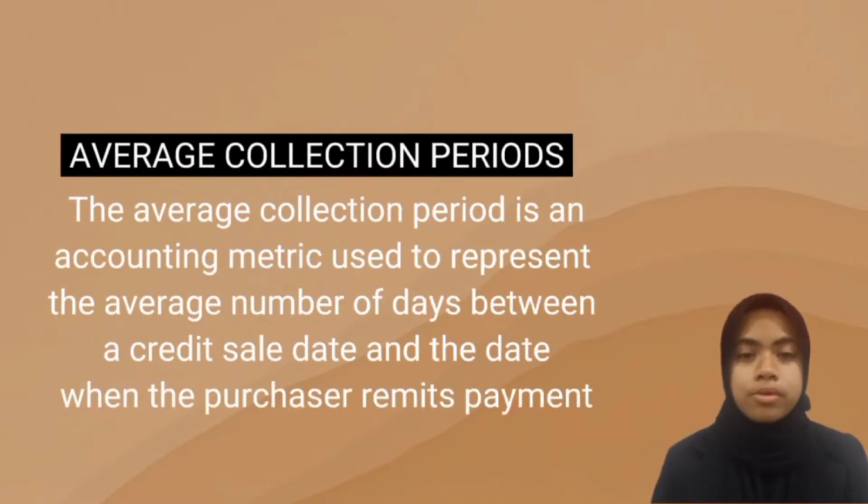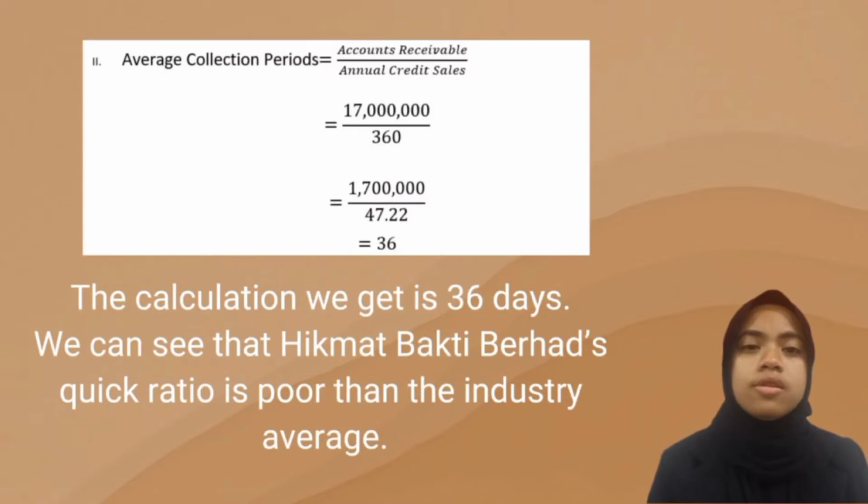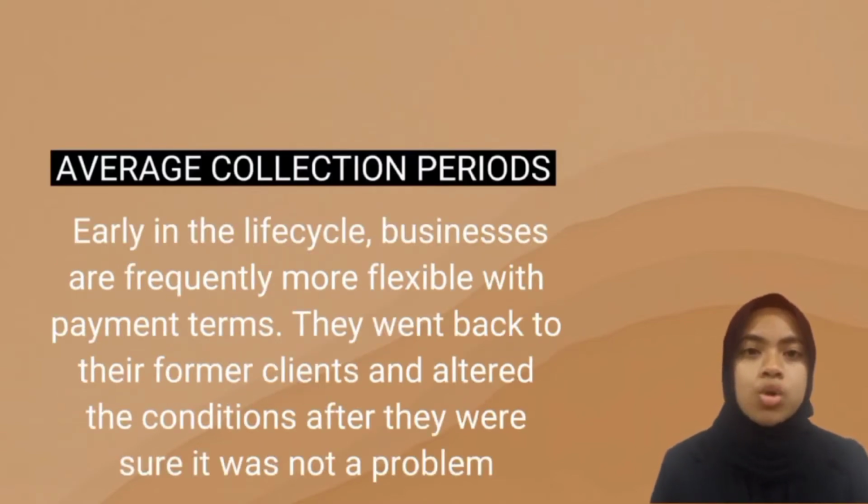Next is the average collection period. The average collection period is an accounting metric used to represent the average number of days between a credit sale date and the date when the purchaser remits payment. The conclusion we get is 36 days. We can see that Hikmat Bati Berhad's quick ratio is poorer than the industry average. The way to improve is earlier in the life cycle, businesses are frequently more flexible with payment terms. They went back to their former client and altered the condition after they were sure it was not a problem.